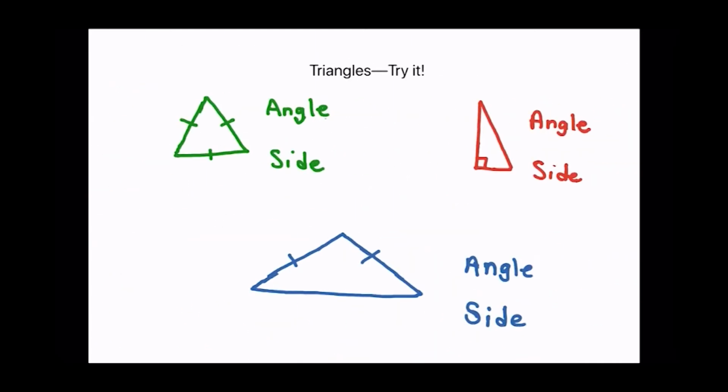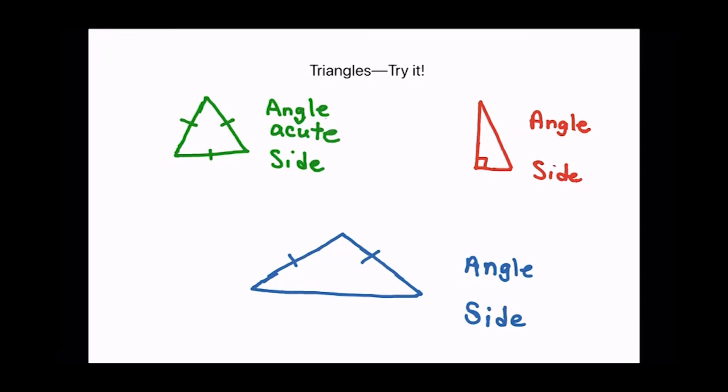Here are three triangles that we're going to look at today and try to classify. For the first one, let's look at the green triangle and let's look at the angles on that triangle. Are you noticing any obtuse or right angles on that triangle? I don't see any obtuse or right angles. All of those angles are less than 90 degrees. So this is an acute triangle.